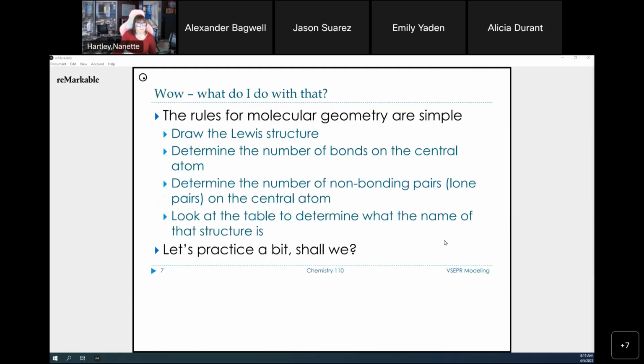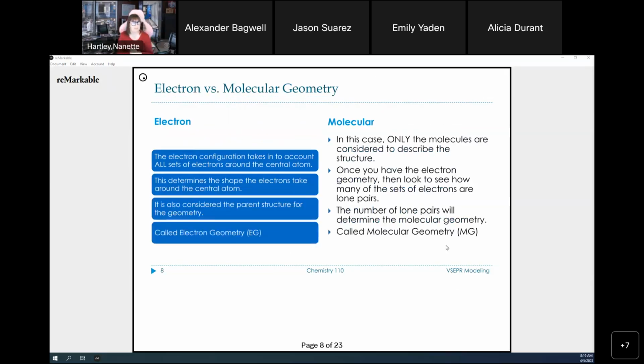So there you go. Rules for molecular geometry are fairly simple. I'm going to draw the Lewis structure, so I need to remember the rules for drawing my Lewis structure. I'll determine the number of bonds on the central atom. I'll determine the number of non-bonding pairs, the lone pairs, on the central atom. And I'll use the table to determine the name of the structure. That's it. It's so easy.